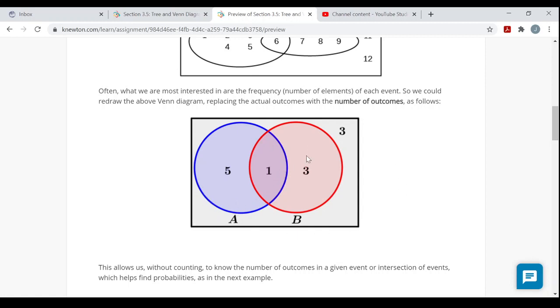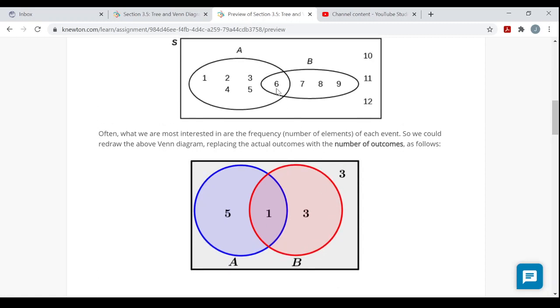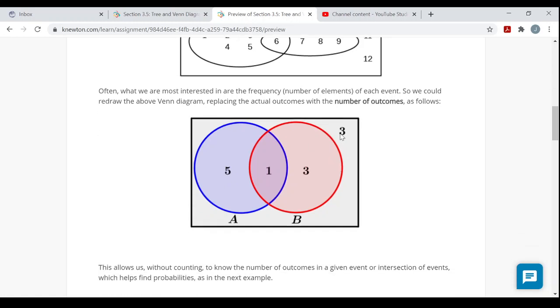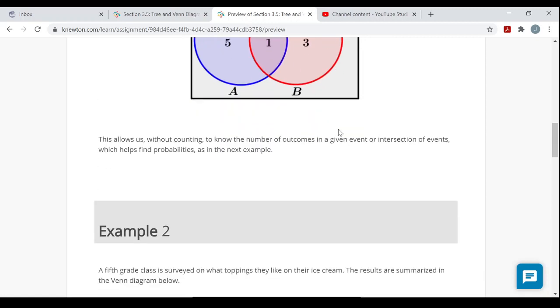You have a circle for event A, a circle for event B. See, there was only one outcome in their overlap, so you see the number 1 there. There were 3 outcomes that were in B but not in A, so the number 3 there. There were 5 outcomes that were in A but not in B, so you see the 5 in this region. And then there were 3 outcomes on the outside that were in neither A nor B. So you can put numbers or percentages.